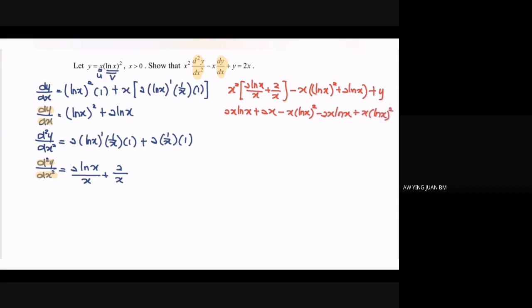So kindly observe the situation. 2x ln x minus with 2x ln x, we will have 0. Negative x ln x square minus or plus with the x ln x square. So finally, x square second derivative minus with x first derivative plus with the y, and we will have 2x.